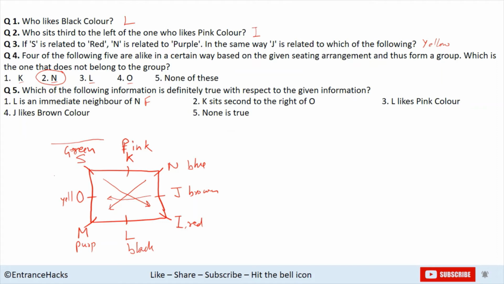No, this is facing inwards. So K is to the left of O. This is false again. L likes pink color. That is again false. J likes brown color. That's true. So this is our answer. J likes brown color.